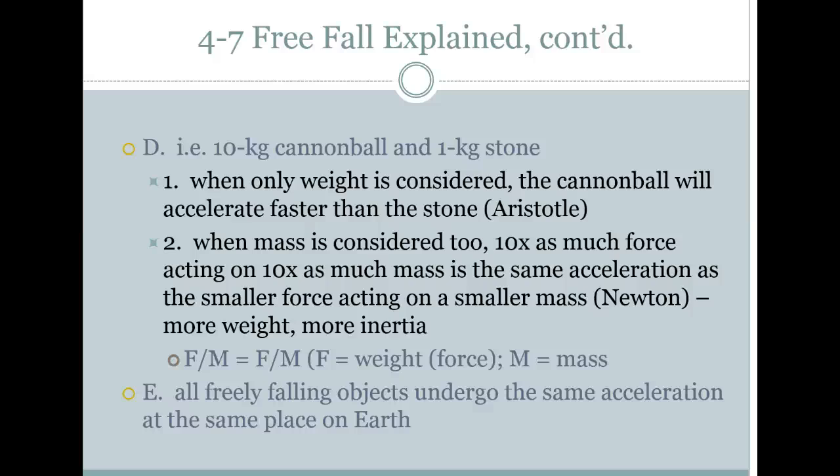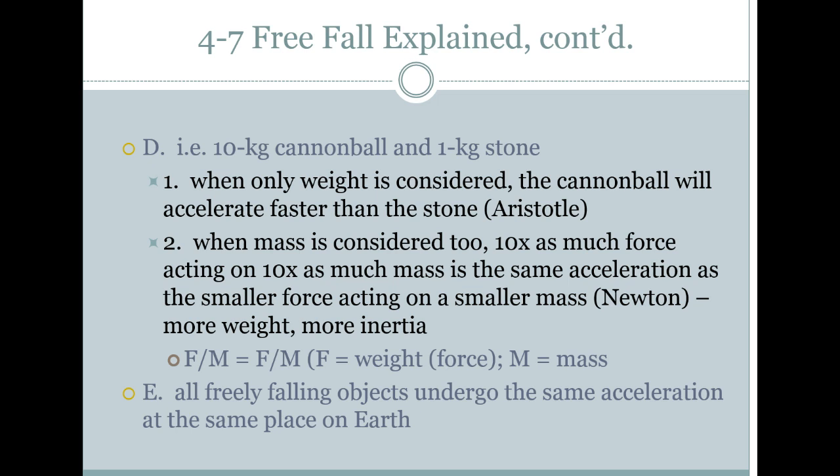Recall that mass, a quantity of matter, and weight, force due to gravity, are proportional. A 2 kilogram bag of nails weighs twice as much as a 1 kilogram bag of nails. So a 10 kilogram cannonball experiences 10 times as much gravitational weight as a 1 kilogram stone. The followers of Aristotle believed that the cannonball should accelerate at a rate 10 times that of the stone, because they considered only the cannonball's 10 times greater weight. However, Newton's second law tells us to consider the mass as well. A little thought will show that 10 times as much force acting on 10 times as much mass produces the same acceleration as the smaller force acting on the smaller mass.